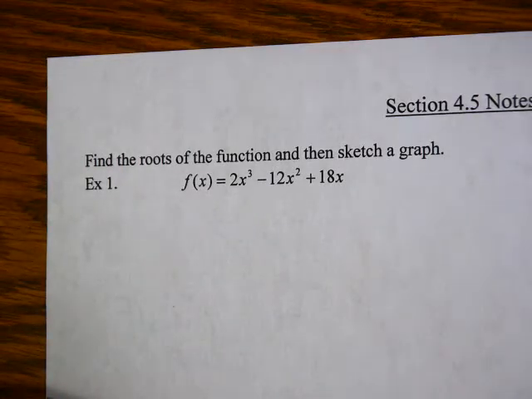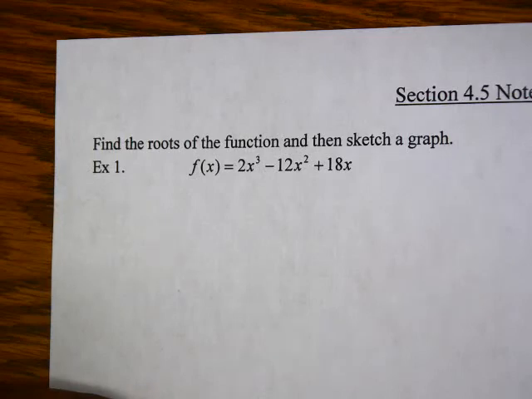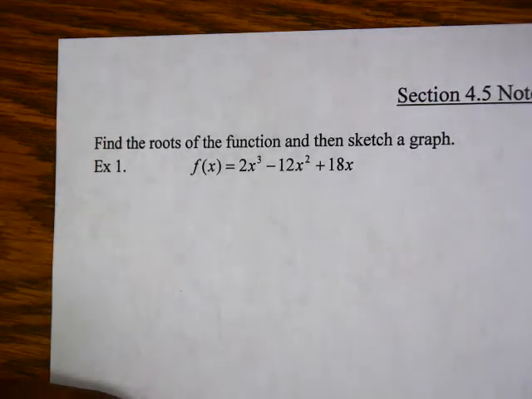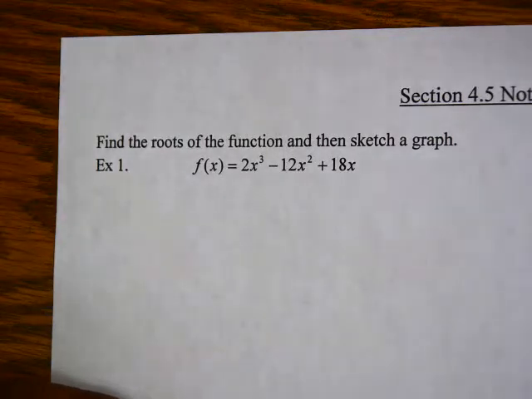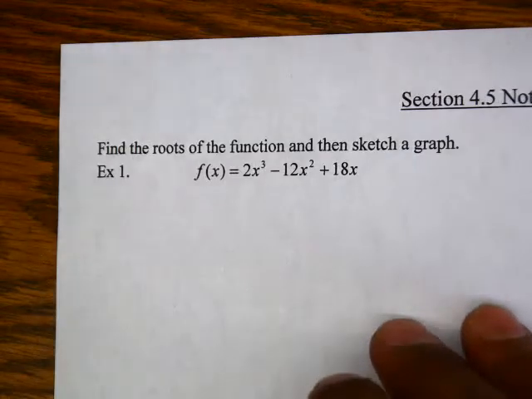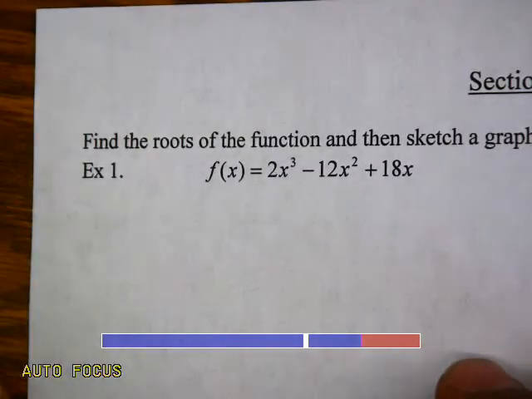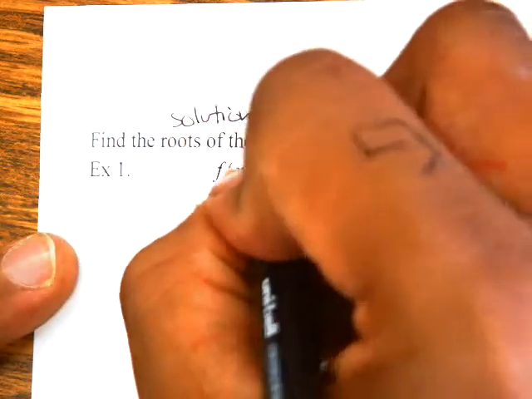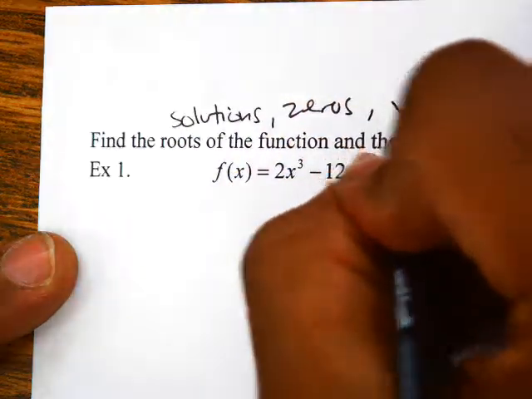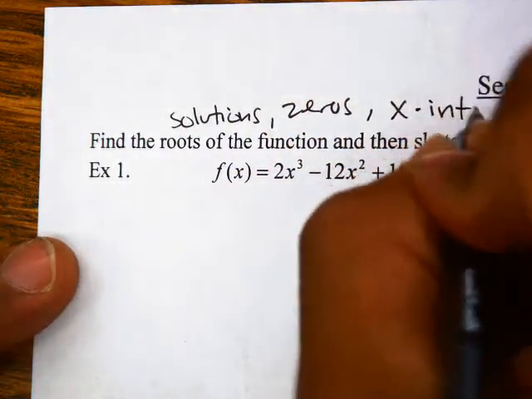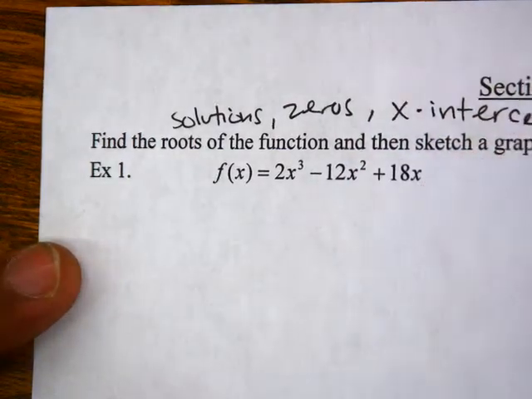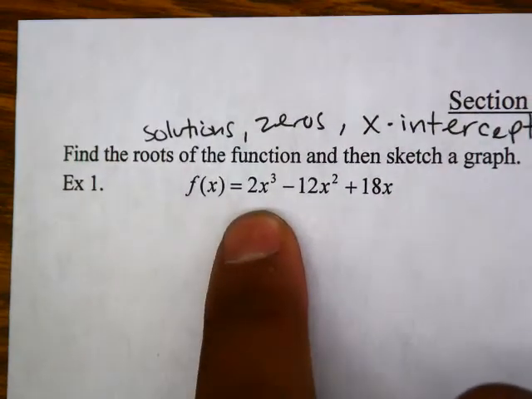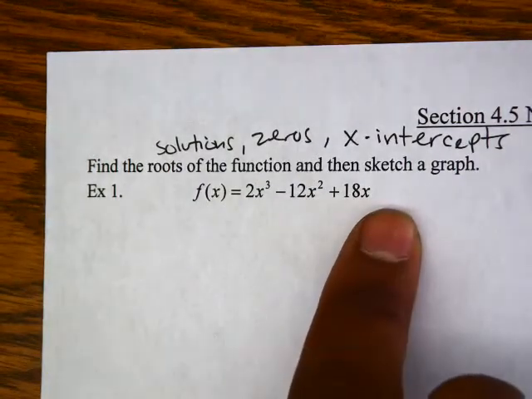Okay, so we're on section 4.5, and the main focus on 4.5 is finding roots, finding the roots of all types of polynomial functions. Okay, so in example 1, they asked us to find the roots of the function and sketch the graph. Remember that another word for roots is solutions, zeros, and the big key thing is another word for roots are x-intercepts. We want to find out where this graph, this cubic polynomial, is going to intersect the x-axis.